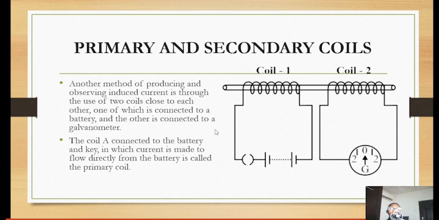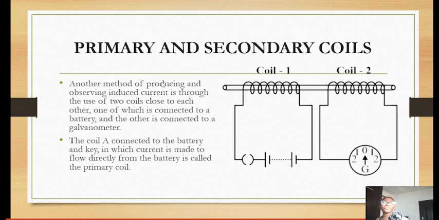Primary and secondary coils. Another method of producing and observing induced current is through the use of two coils close to each other, one of which is connected to a battery and the other is connected to a galvanometer. You can see that one is connected to a battery. This is the battery. Remember that the longer line is the positive terminal of the cell, the smaller part is the negative terminal of the cell, and this is the galvanometer.